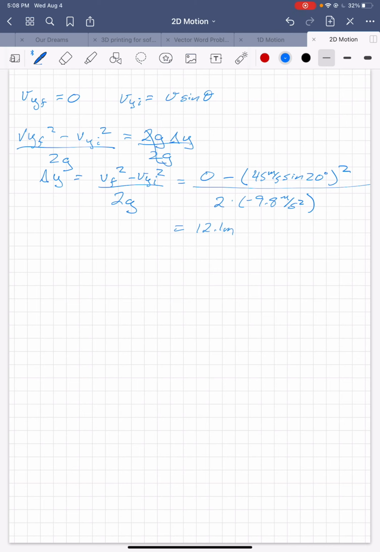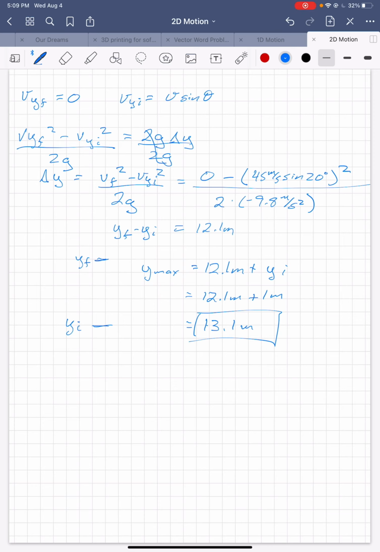And now I have to ask myself, is that the maximum height? Well, no, actually, right? That's the height from the initial height to the final height. So the maximum height would be this 12.1 meters plus the initial height, which in this case is 1 meter. And that's how I get to my final answer.